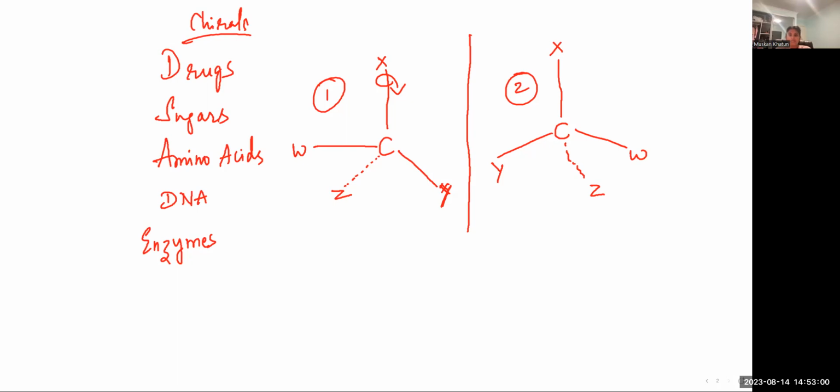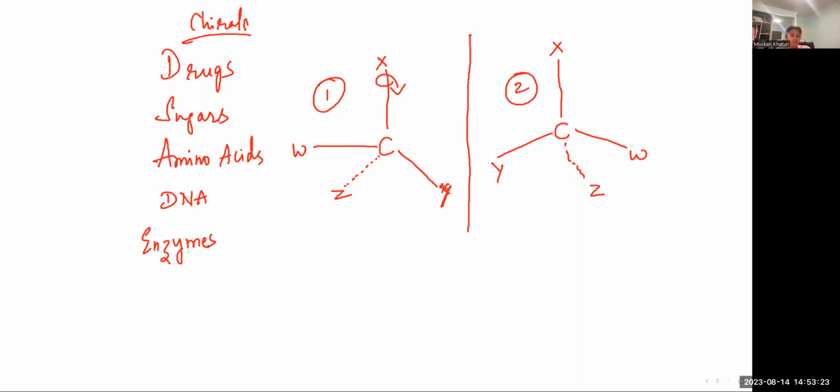So what we can say here is when it is not superimposing, then I'm going to call the first compound chiral. Understood? That's one way of identifying it. When you're rotating and it's not superimposable, then we're going to call it chiral.